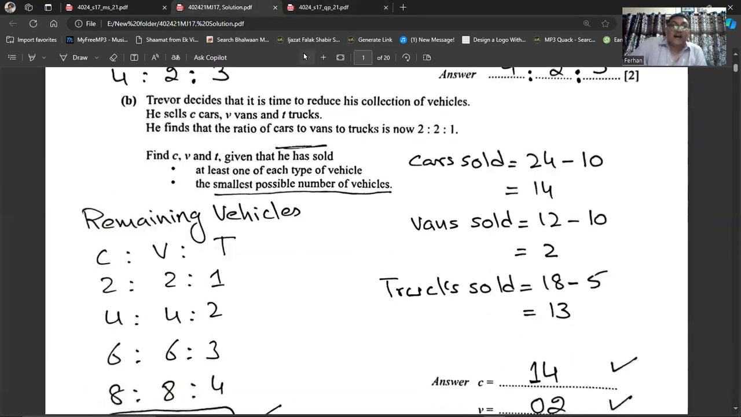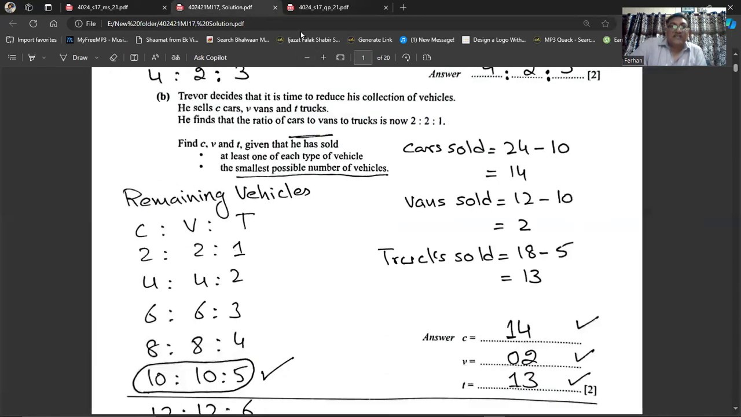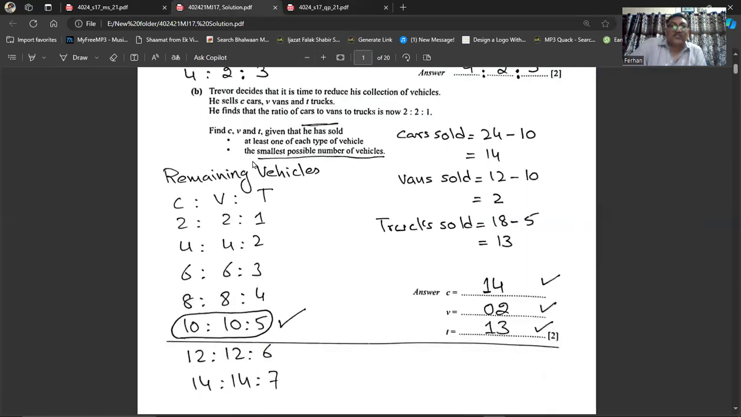It's a star question. Remember this. This is not a simple question. It's a star question. Okay. So because the ratio of the remaining vehicles is given. So if the truck is 1, then the van is 2, and the car is also 2. That is the ratio. They gave us this. If the trucks are 2, then the vans remaining will be 4, and the car will be also 4.